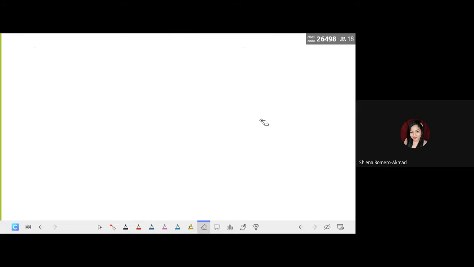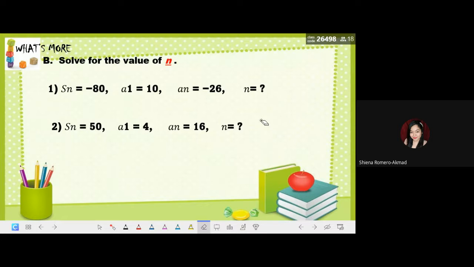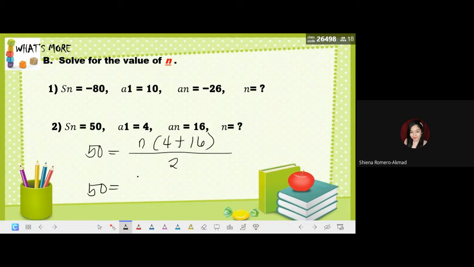N naman ang hinahanap. Next. Para naman yung second. We have 50, 4, and 16. Dito ko na lang siya isa-solve. So, we have the sum, which is 50. Diretso ko na siya sa formula, okay? So, we have n times the first term plus the last term divided by 2. We have 50 equals n times 20 divided by 2. Pwede tayo mag-cancel out. This will be 10.